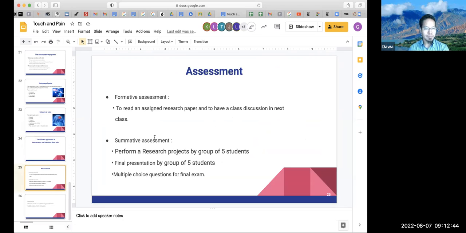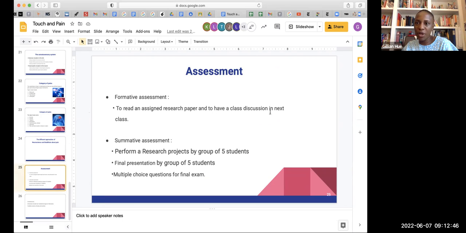Okay. So I want to go to this slide where you are discussing some of the different types of assessments. And you include here perform a research project by group of 5 students.